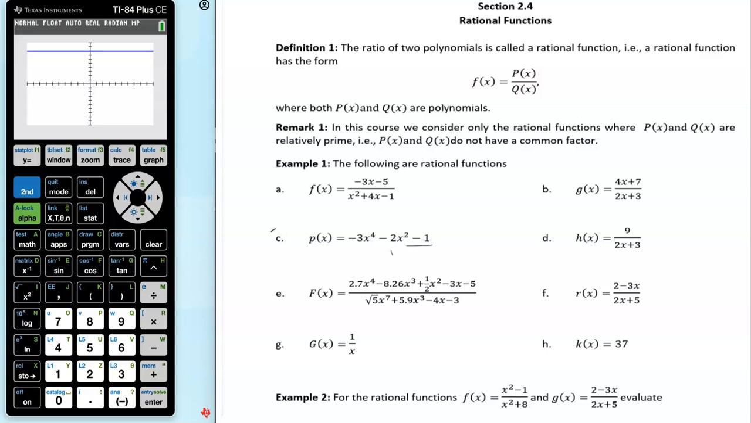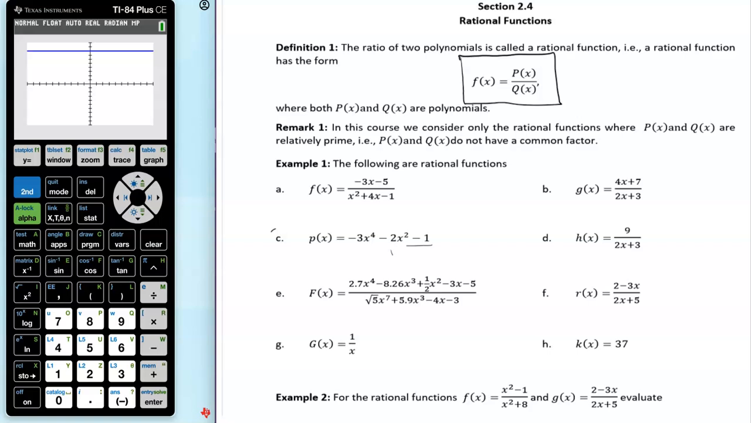We're going to take a look at rational functions. Let's start with the definition. The ratio of two polynomials is called a rational function, where both p of x and q of x are polynomials. So in the middle of that definition, we had an equation, f of x equals a polynomial p of x in the numerator and a polynomial q of x in the denominator.